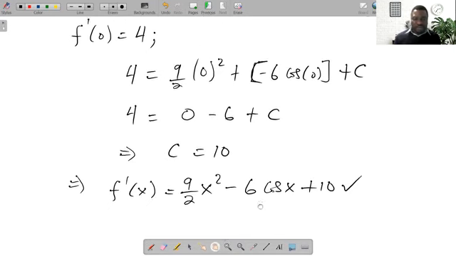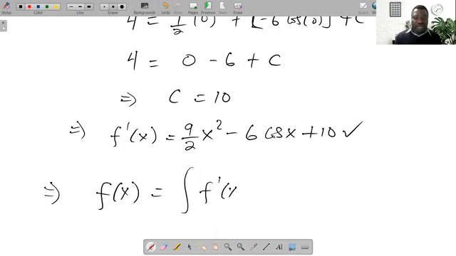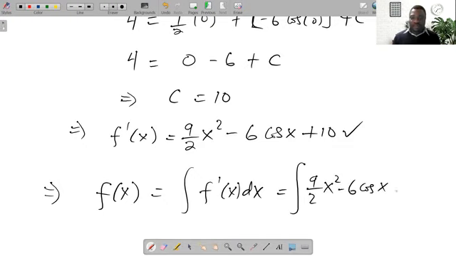We haven't solved the problem yet. The question is asking us to find f of x. But what we understand is that the antiderivative of f prime is the function itself. So that means that f of x will be equal to the antiderivative of f prime of x dx. And this is nothing more than writing this: 9 over 2 x squared minus 6 cosine of x plus 10 dx.